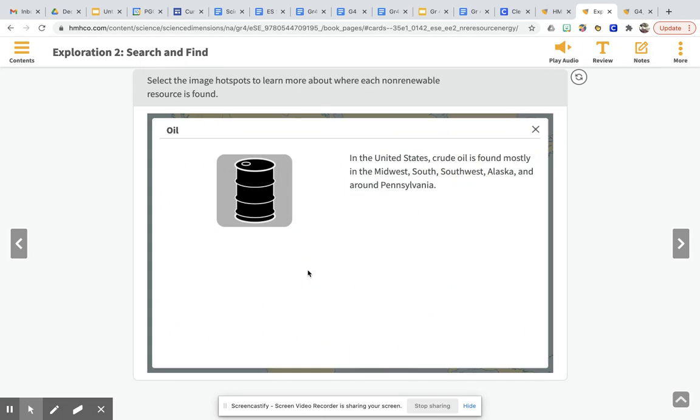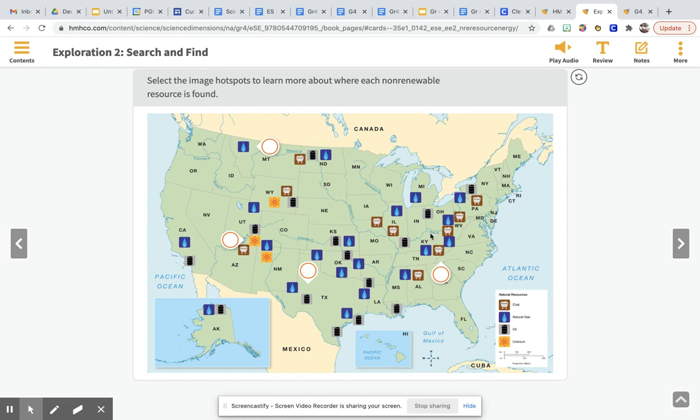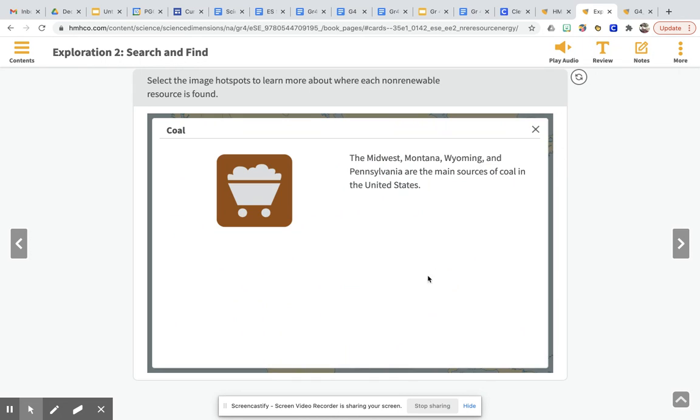All right, let's see what we have here next. Coal. In the United States, crude oil is found mostly in the Midwest, South, Southwest, Alaska, and around Pennsylvania. And so we can see that right here. So here's the Pennsylvania area right here. And we are looking at coal and the locations that the coal pop up. And then, looking at the oil and where it pops up. And then finally, our coal. It says the Midwest, Montana, Wyoming, and Pennsylvania are the main sources of coal in the United States.